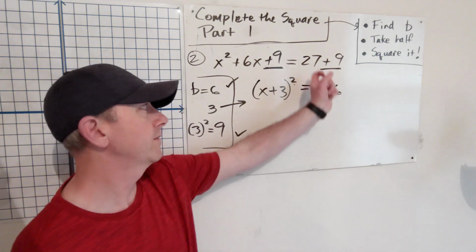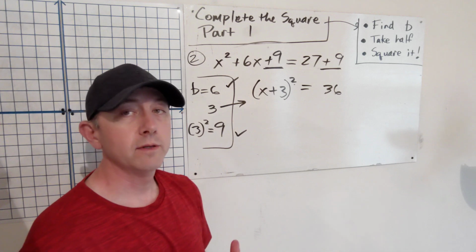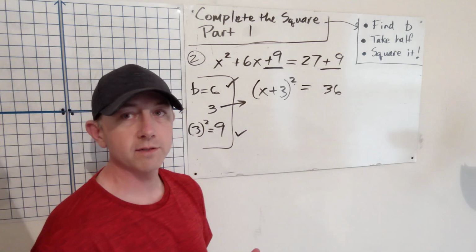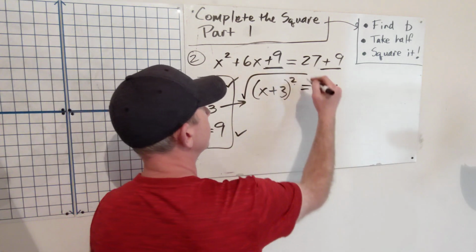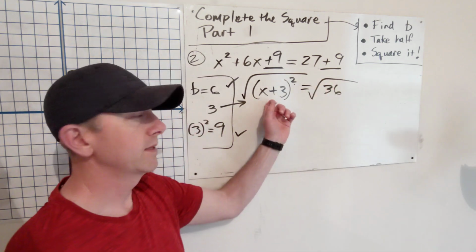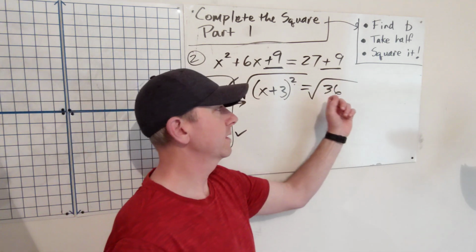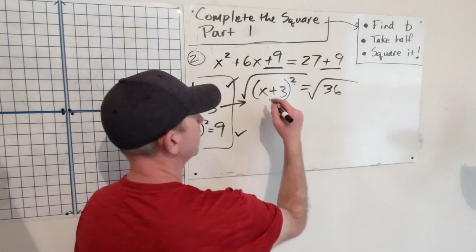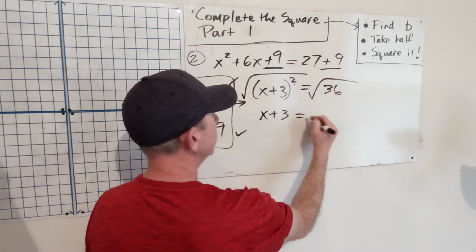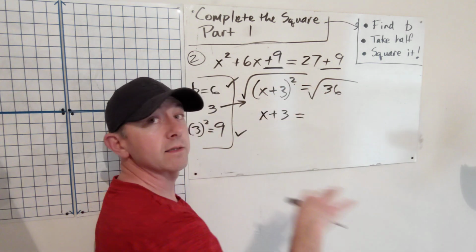Now what's new here, obviously this part was new, but we got to think about how do we undo something squared? Well, we take the square root. So if I take the square root of this side, just like solving square roots, we got to take the square root of the other side. So here we get x plus 3, because the square root and the squared cancel out.